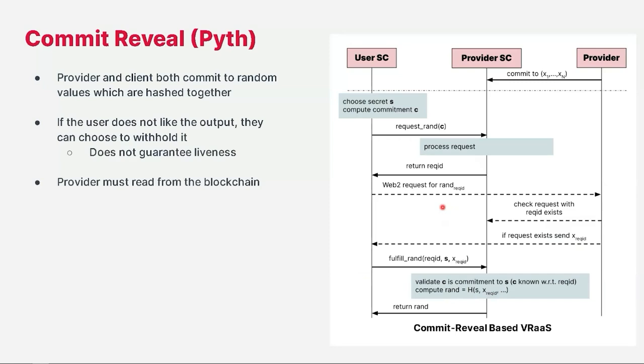And another thing we'll see here is that the provider has to be blockchain aware. The provider should only return the value for a request ID if that request exists. Otherwise, I'll query what this request ID is and choose my commitment, my secret, ahead of time to get the value I want. So there are several issues with this paradigm, several issues with commit-reveal based VRF or commit-reveal based randomness.